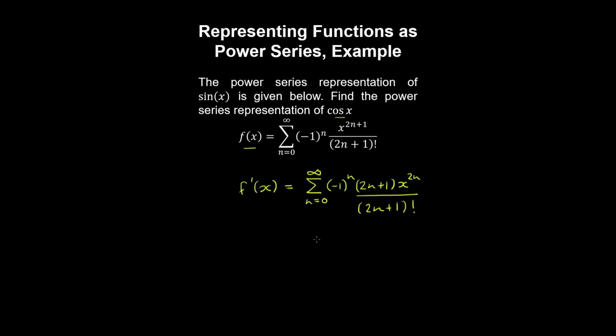So 2n plus 1 is going to cancel in the numerator and denominator, and we thereby obtain the following infinite series, which represents cosine x. And I encourage you to verify this by obtaining the Maclaurin series for cosine x.